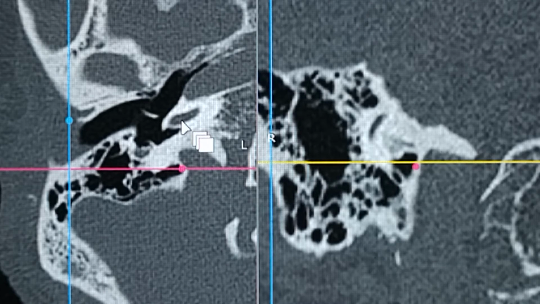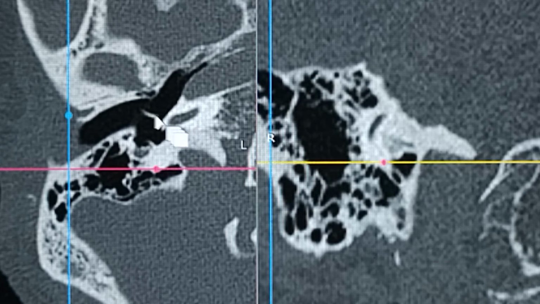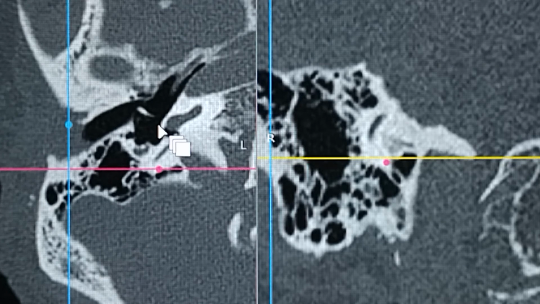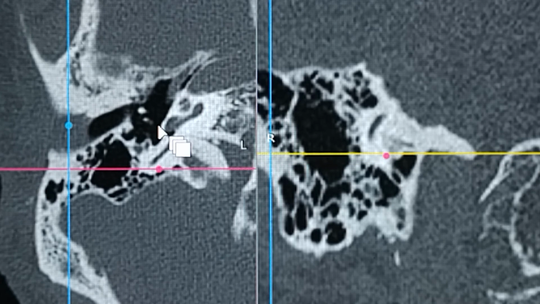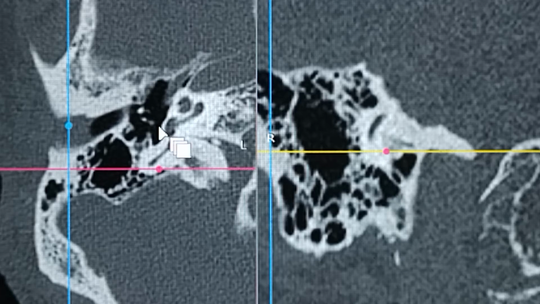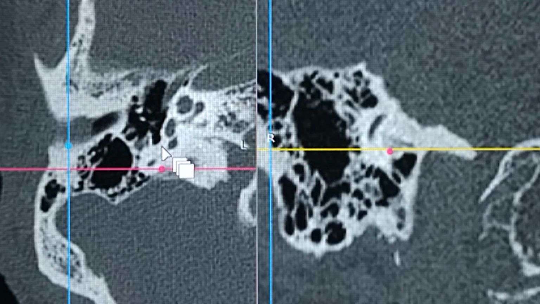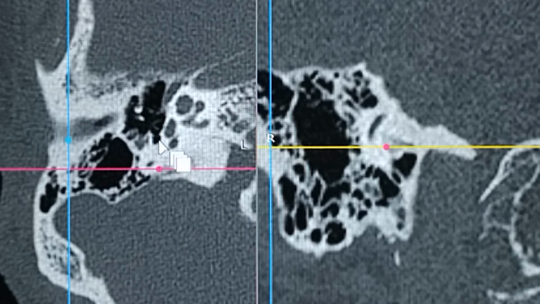The moment we see the basal turn of cochlea, you see the malleus, right? Now keep on going superiorly. Keep on going superiorly till you find the incus appearing right there. Okay, now you can see something which is of a W shape, which is still very faint. You keep on going superiorly till you find the stapes.